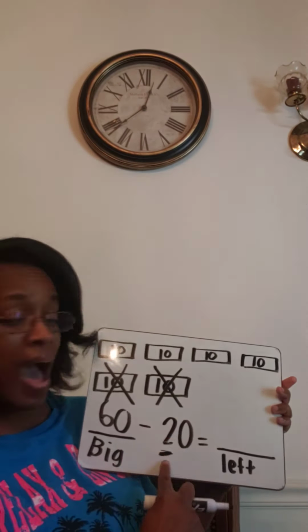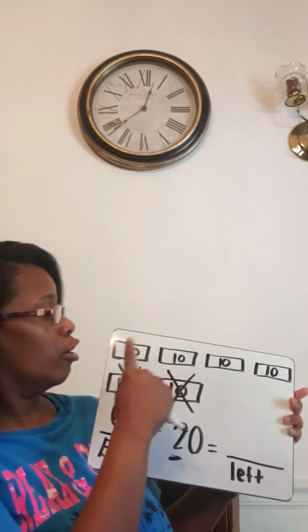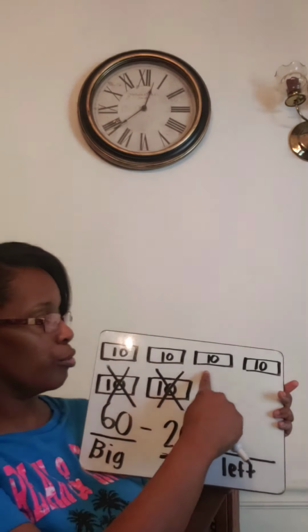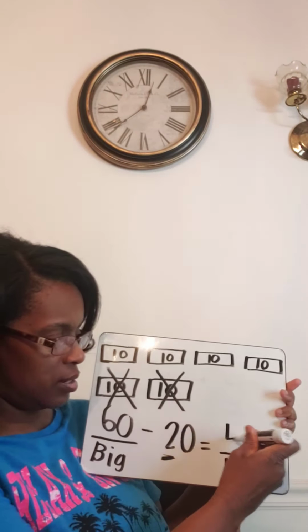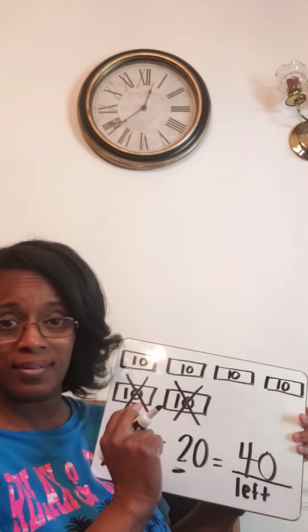Well, we have these tens left. So we could do it more than one way. I could say how many tens are left. There are 1, 2, 3, 4 tens left. How many ones are left? I don't see any ones, so we're going to put a 0. We have 40. Or I could just count by tens. How many are there left? 10, 20, 30, 40. Okay?